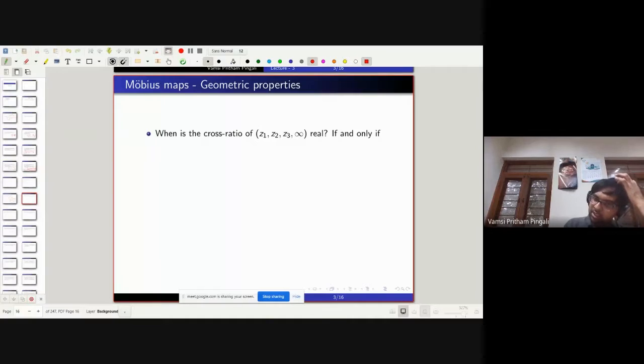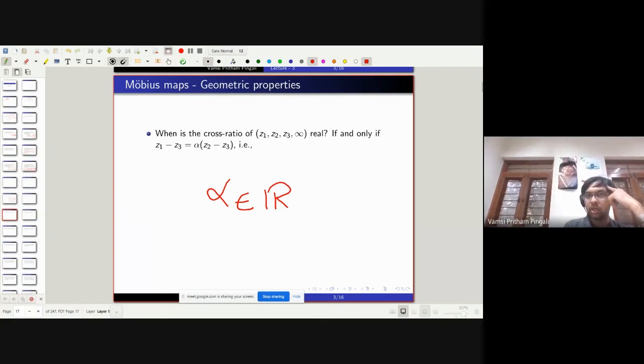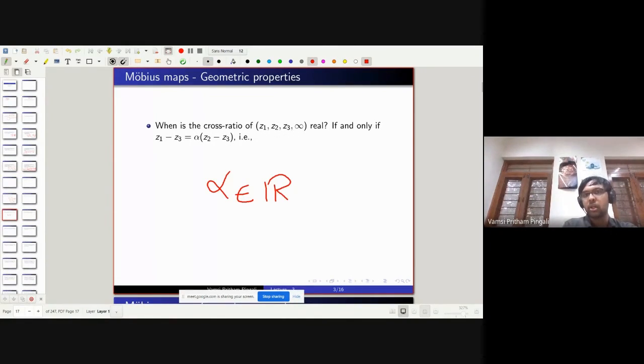So the claim is it is real if and only if Z1 minus Z3 is alpha times Z2 minus Z3, where alpha is a real number, obviously, right? So what does this mean geometrically? It means the following, that if you take Z3 and Z1 minus Z3, this is a vector joining Z1 and Z3.